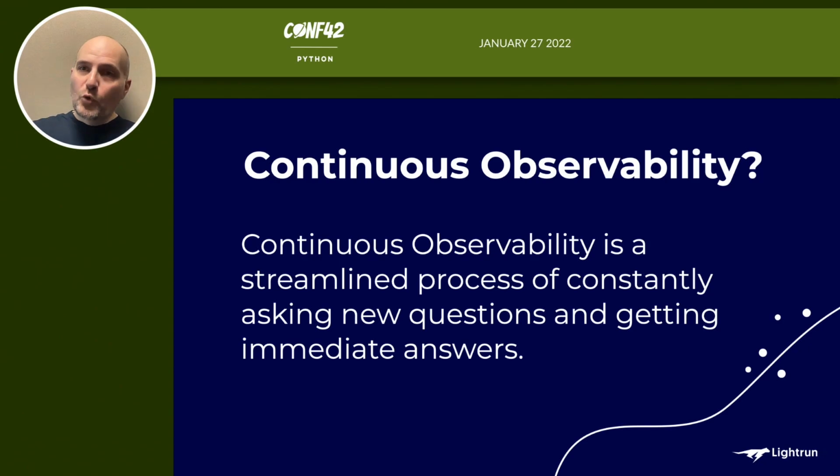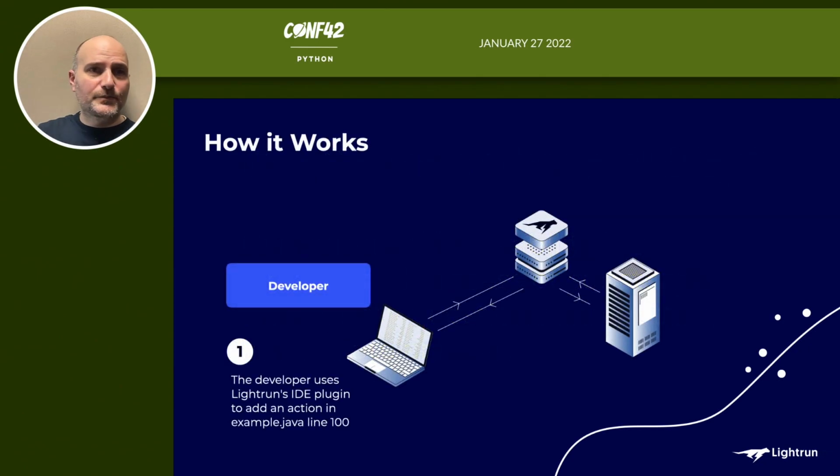code. Normal observability works by instrumenting everything and receiving the information. With continuous observability, we flip that. We ask questions and then instrument based on the questions. So how does that work in practice?